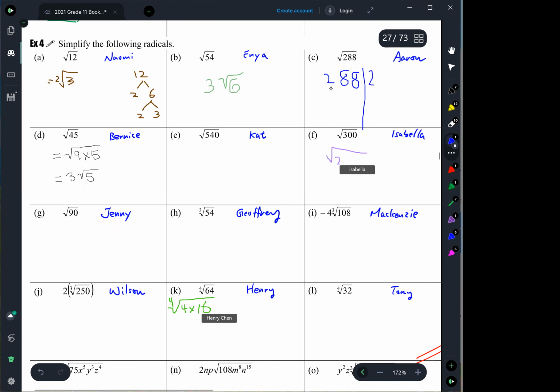So I see there are many different ways to find the factors. Very good.